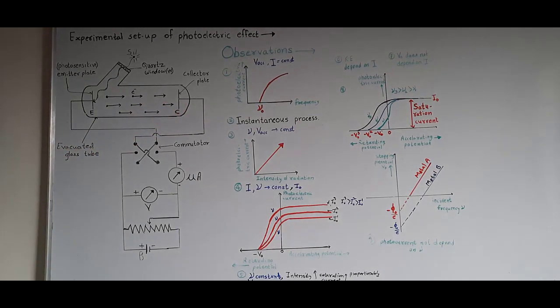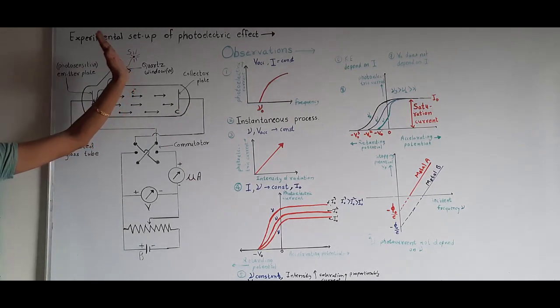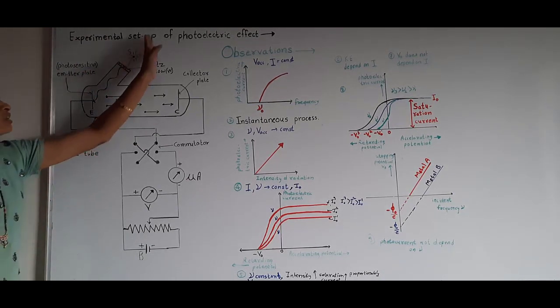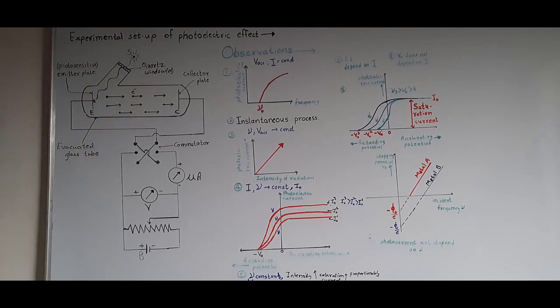Here, by placing different filters or glass of different colors, we can change the frequency of the incident radiation. Also, by changing the distance between the emitter plate and the source, we can change the intensity of the incident radiation. This experiment is done in different steps, and from these steps some observations are made. We see the observations now.